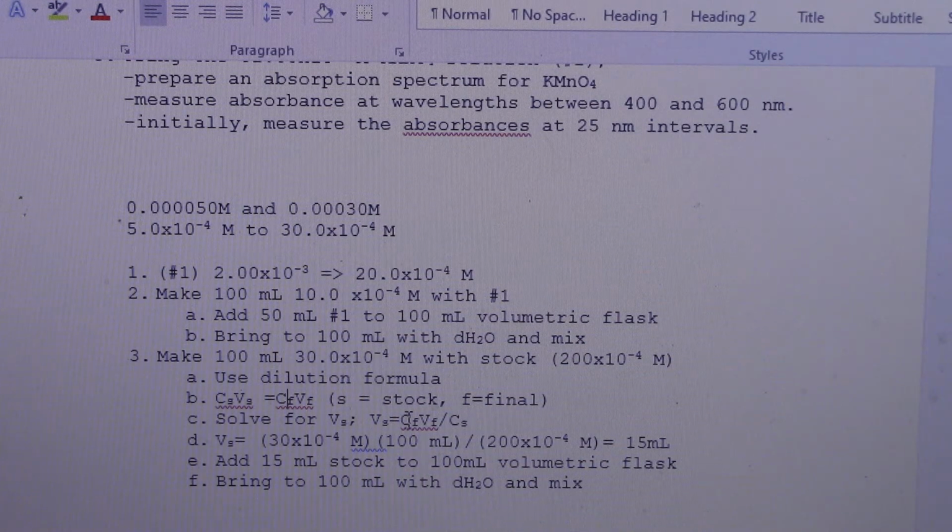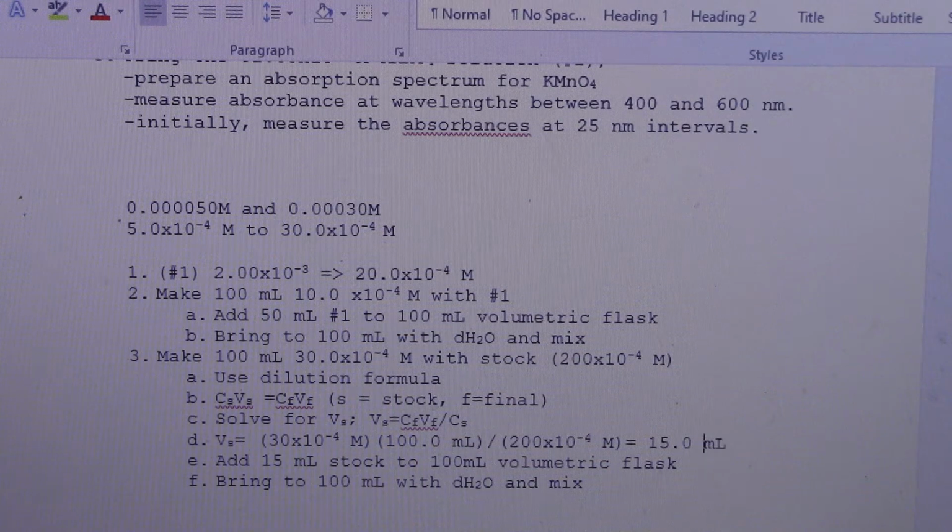So what I do is I want to solve for VS, and so CF is my final concentration, which is 30 times 10 to the minus 4th. The volume is 100 mils. Should be 100.0. Okay, all these should be 100.0. And then my stock solution is 200 times 10 to the minus 4th. When you do the math, you come up with 15.0 mils of my stock solution.